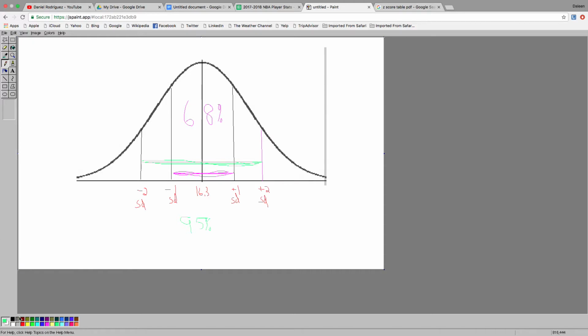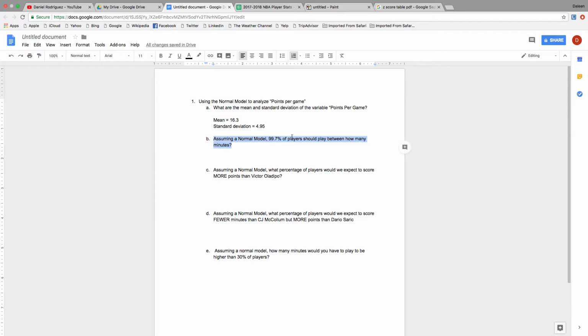99.7 is that third set of boundaries. So plus or minus 3 standard deviations. So I'll go plus 3, minus 3. And we will say plus 3 standard deviations, minus 3 standard deviations. So in this range, we'll say the orange range, I'll draw it up here, should be 99.7% of the data. So 99.7 in the orange.